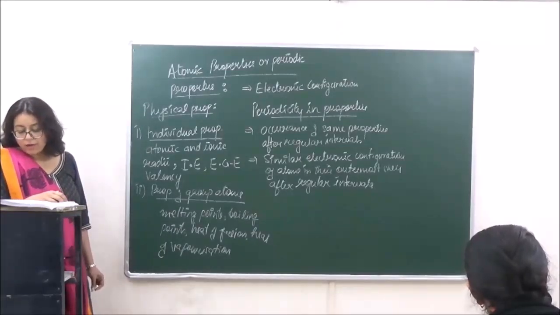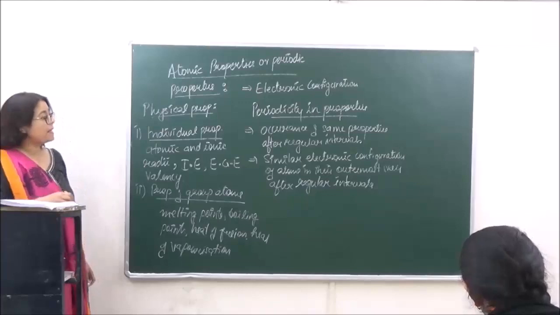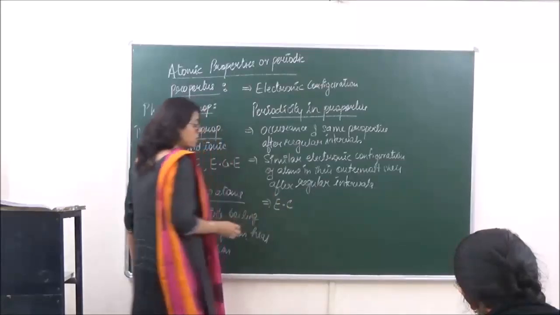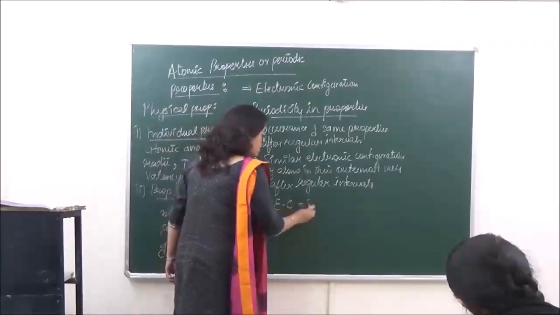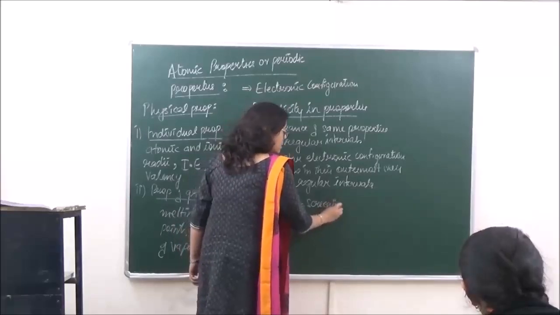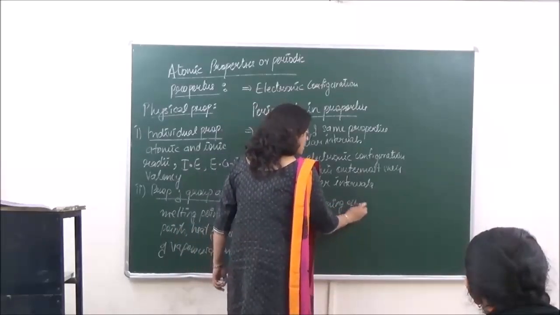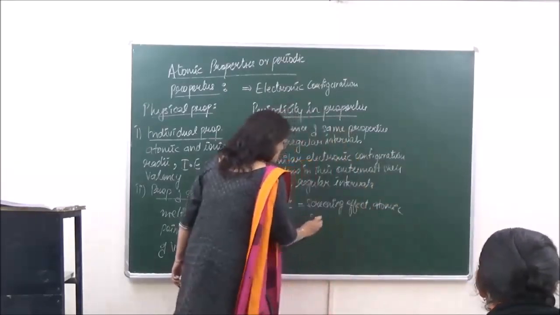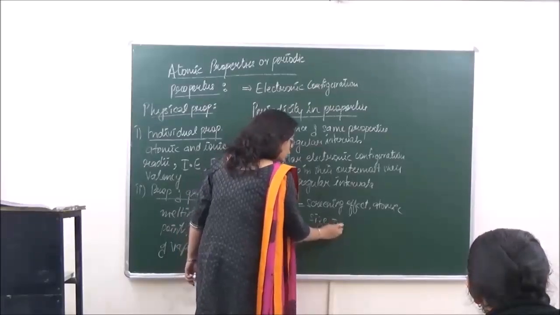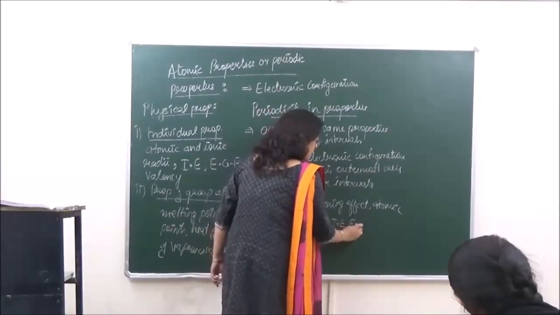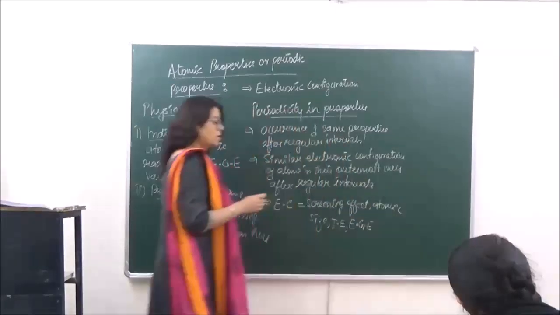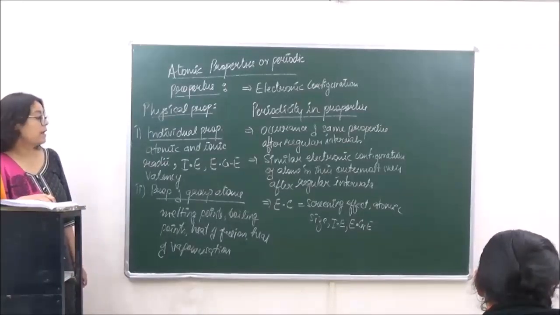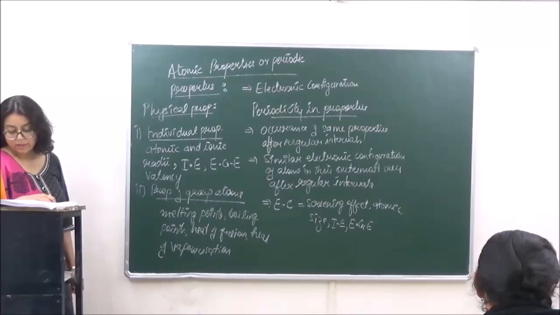Now when we are talking of electronic configuration, there are many properties which are going to depend upon electronic configuration, like for example screening effect, atomic size, ionization energy, electron gain enthalpy. So these are the properties which will depend upon the electronic configuration of the elements, right?